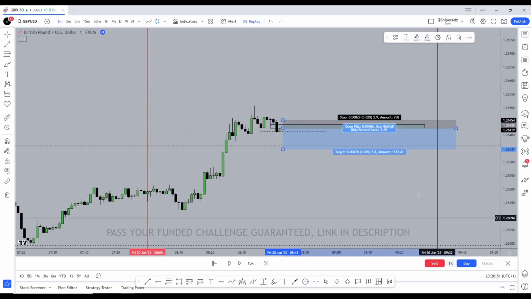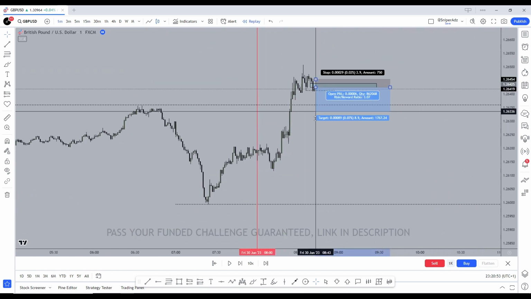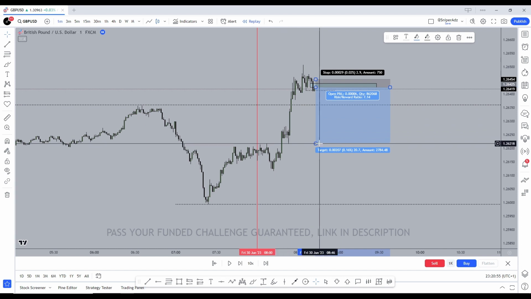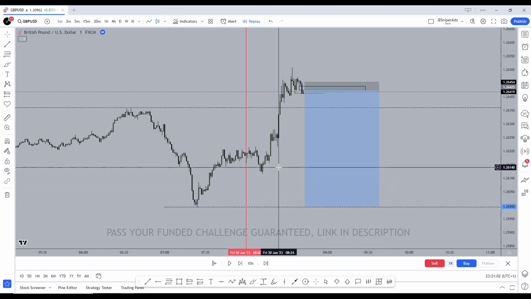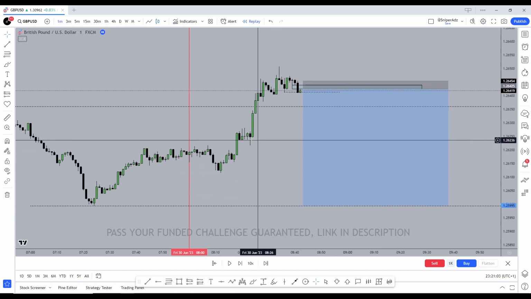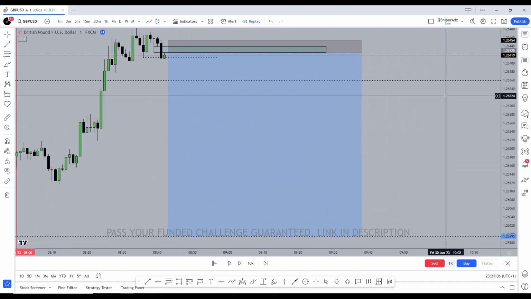Okay, and what I'm going to go ahead and do right now is target areas of liquidity. So the first area would be this low right here, the second area would be this low right here, and the third area would be this low right here, right? That could be a potential 1 to 14 risk to reward ratio. So let's see how this trade gets on.